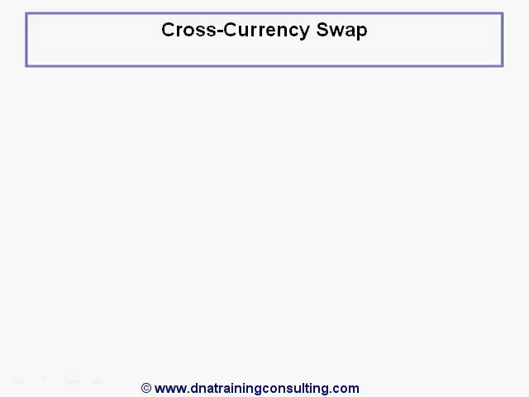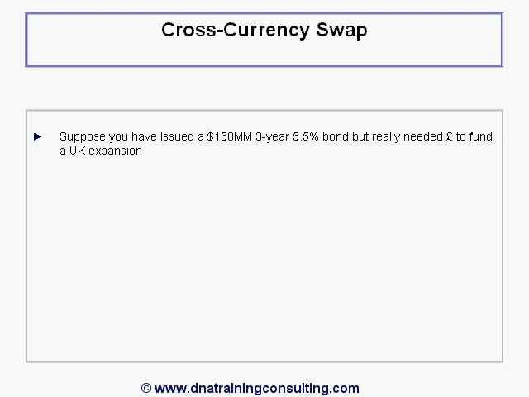We begin by illustrating a typical use of a cross-currency swap. Suppose you have issued a $150 million 3-year 5.5% bond, but really needed sterling to fund an expansion in the UK, which is expected to generate solid, predictable sterling revenues for many years. You were unable to issue the bond directly in the UK sterling market due to a lack of track record or history for your company in that country. And this has left you with a huge currency mismatch between the sterling revenues that will be generated through your UK expansion and the US dollar liability you undertook to fund it.